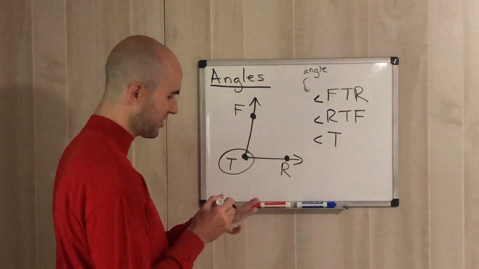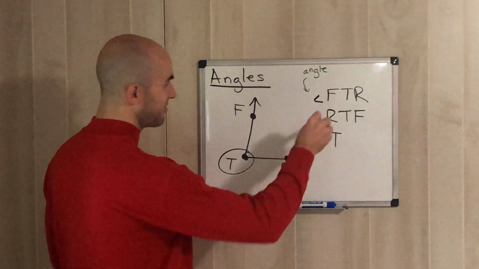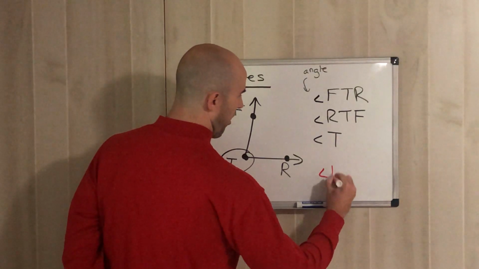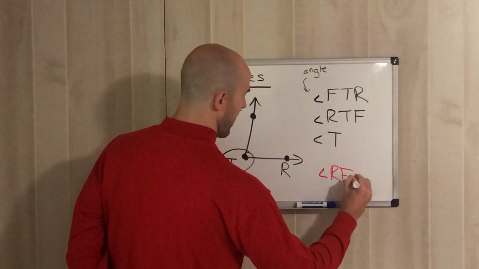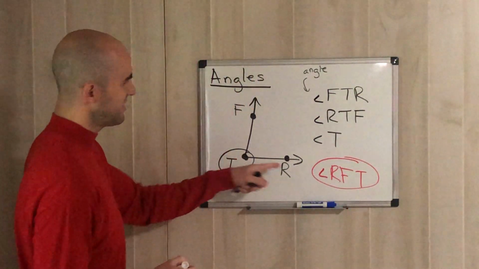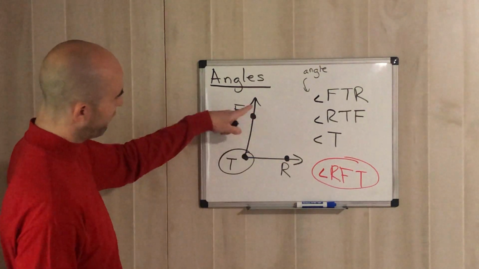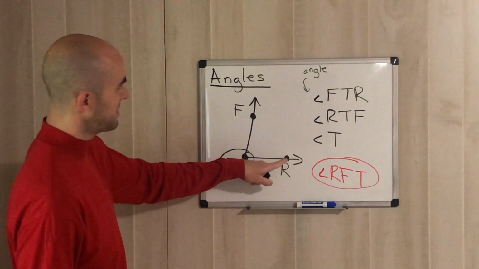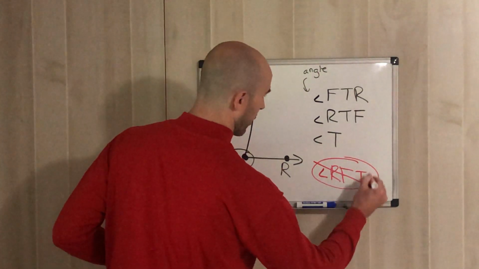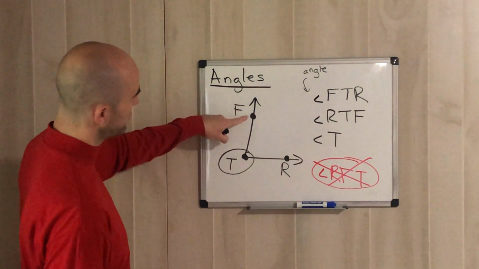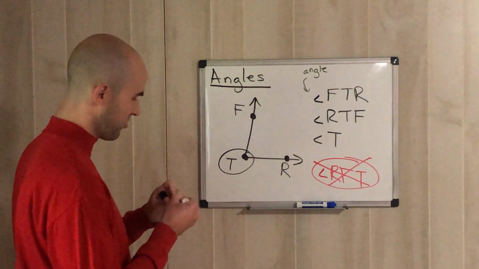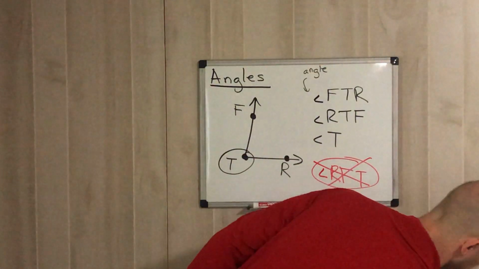Those are all three right answers, three ways to label it. One of the wrong ways to label it would be to call it angle R, F, T. The reason that's wrong is because you're going from R to F to T, and since R and F aren't connected, you can't ever jump around. That would not work. You always have to go in order: FTR, RTF, or just angle T. That's all it is. There are always three ways to label a given angle.